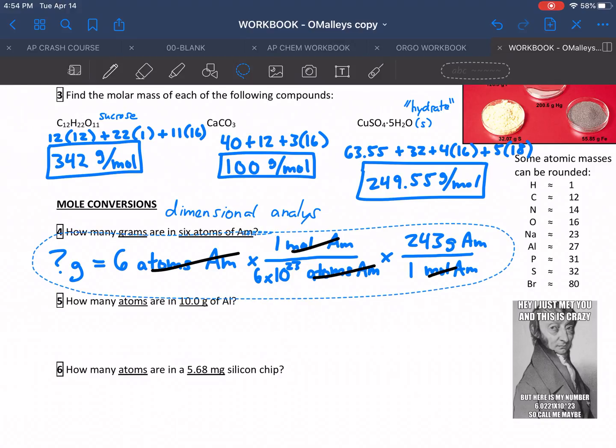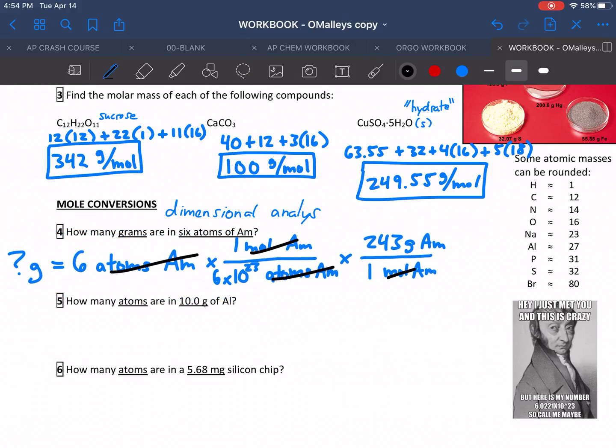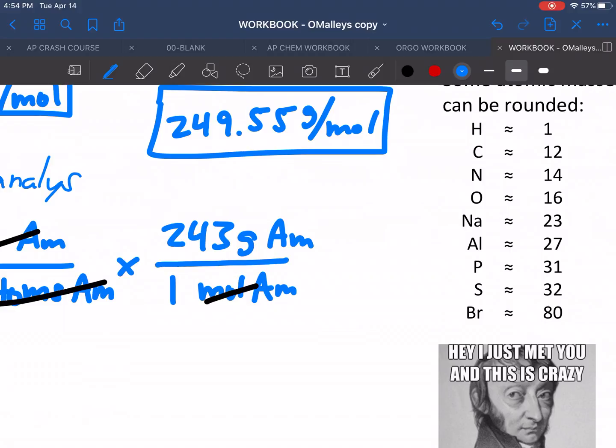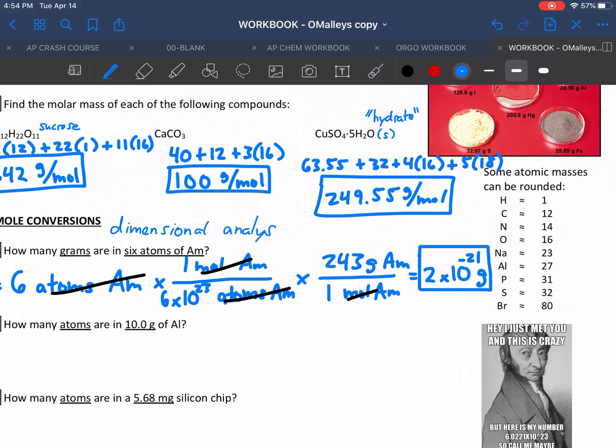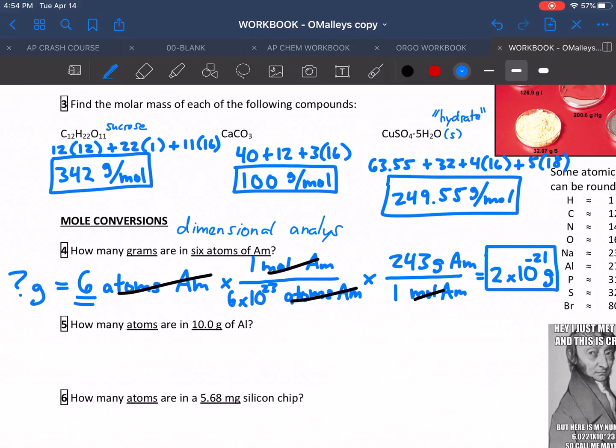And when you plug those numbers in, you get 2 times 10 to the negative 21 grams. I rounded to 1 sig fig because it was given as 1 sig fig, with the 6. So a very small number, and that makes sense. We're talking about just over a handful of atoms, literally. That's going to have an immeasurable mass.